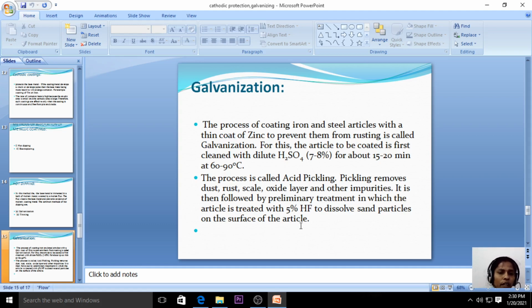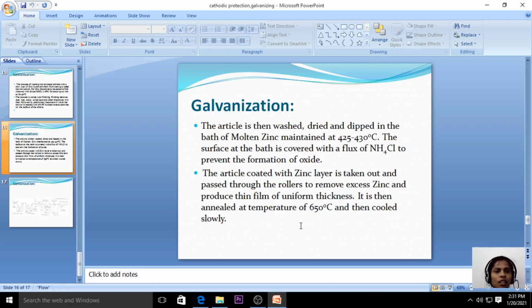Initially, the surface of the base metal is cleaned with sulfuric acid, that is the acid pickling process, and after the acid pickling process the base metal is cleaned with 5% hydrofluoric acid. So now the base metal is pure metal, which is free from dust particles and unwanted impurities. Now the article is washed, dried and dipped in the molten solution of zinc.